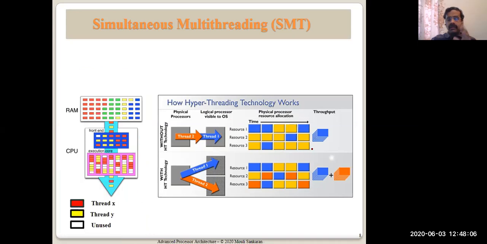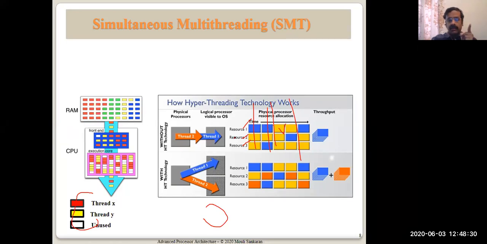Here yellow means empty, not used. Maybe I will put a legend for this also, because it might confuse you. Here what is happening is different functional units are there. At different points in time, there are three resources. Maybe one load, one store, one floating point adder, something like that.